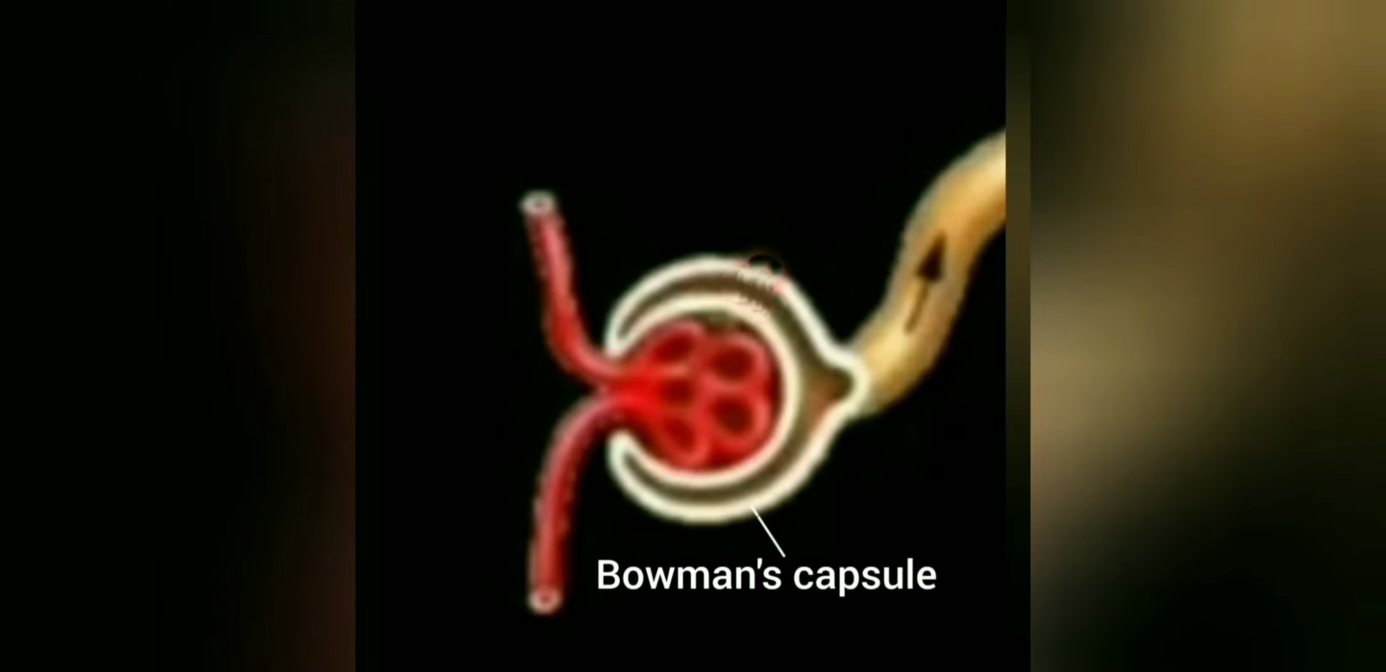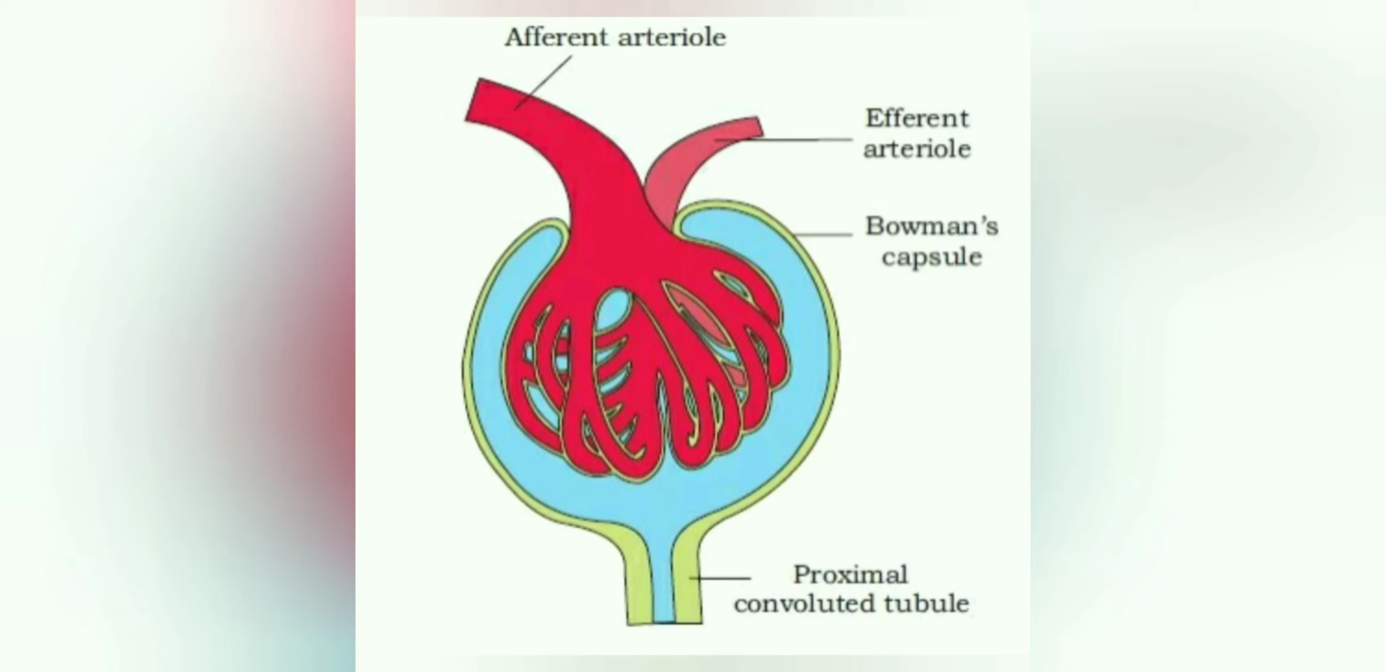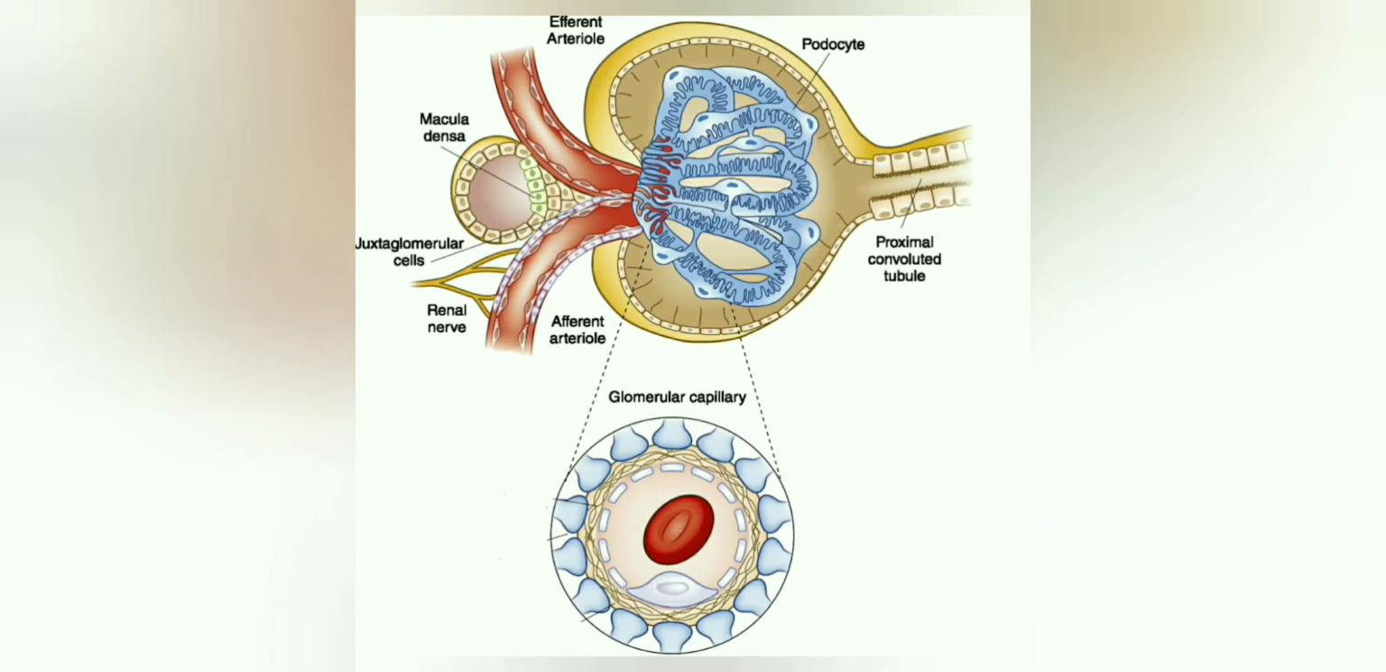Bowman's capsule is a cup-shaped structure. It consists of double walls. Both walls are composed of squamous epithelium. The outer wall is called the parietal wall and the inner wall is called the visceral wall. There is a space in between these two walls called the capsular space or urinary space.